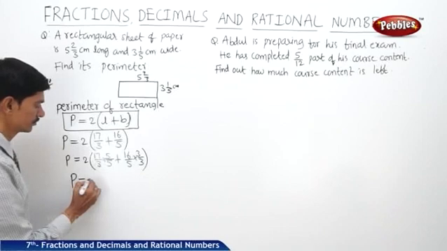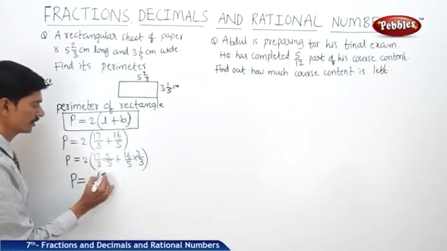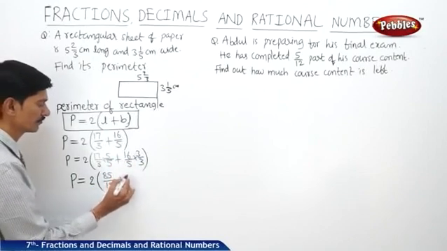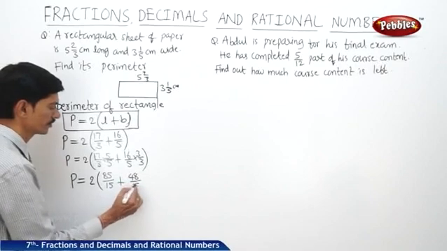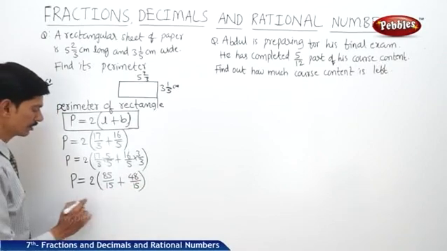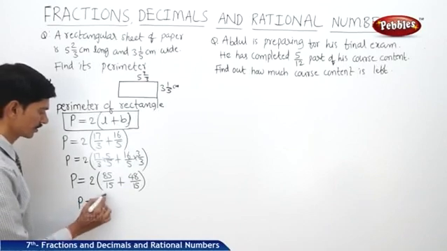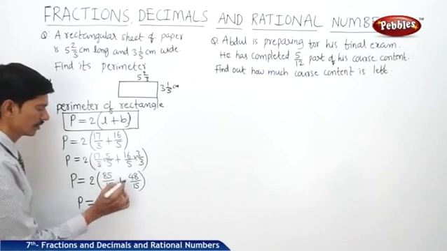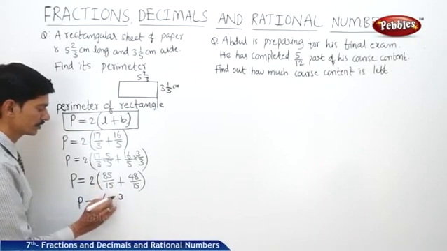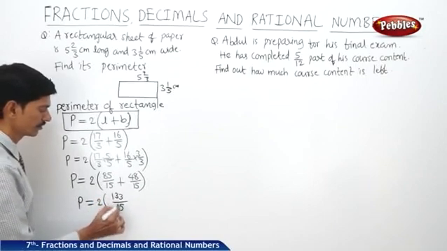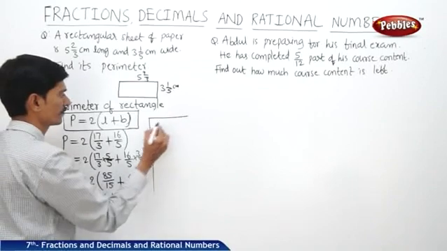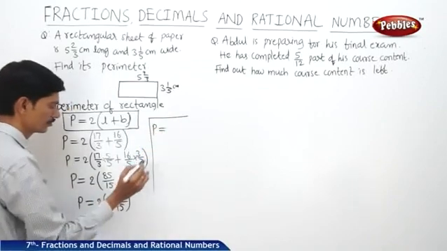And this P equals 2 of 17 fives are 85 divided by 15 plus 16 threes are 48 by 15. Now here the denominators are equal, so we can add the numerators. 2 of 8 plus 5, 13, and 1 plus 4, 5, 5 plus 8, 13, so 133 by 15. Now if you multiply 133 by 2, we get P equals 266 by 15.